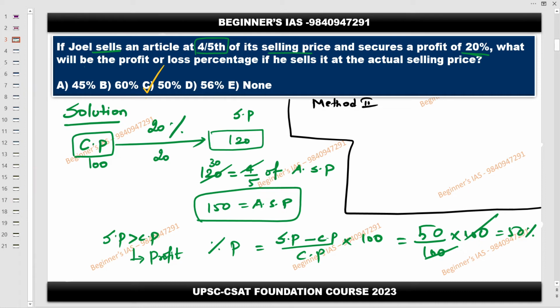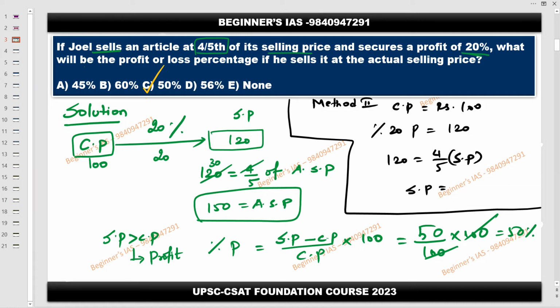The same way, if you don't know the cost price, here I am considering the cost price as 100. Then with the 20 percent profit, which means 120. Then the question says this 120 is equal to 4 by 5th of the selling price. So the selling price is equal to 150. After knowing the selling price and the CP, you can use this formula to find the profit percentage.